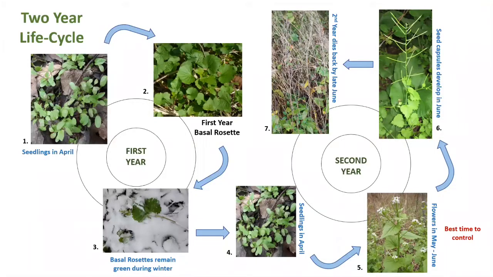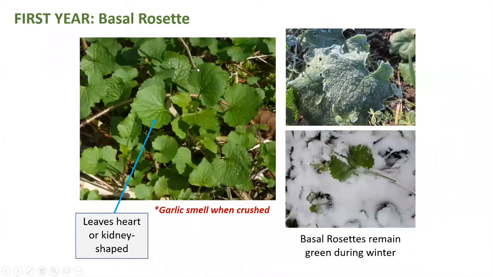Garlic mustard completes its life cycle in 2 years. In the spring, you'll often see tiny seedlings such as this and basal rosettes that blanket the forest floor.